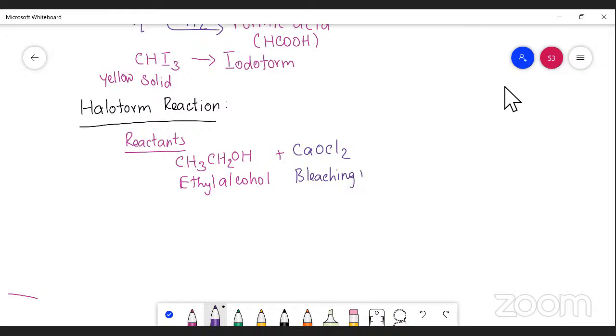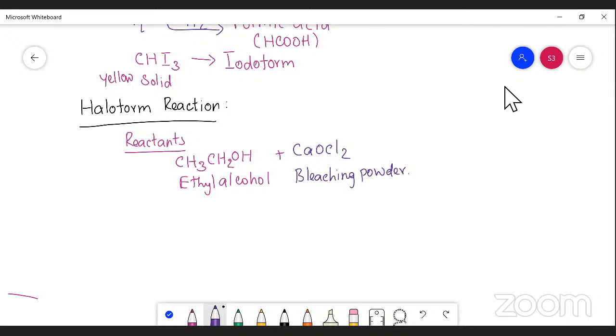Bleaching powder. So, what are the reactants we are taking for the haloform reaction? That is ethyl alcohol and the bleaching powder. Okay. Now, what will happen here? Why are we taking bleaching powder here?